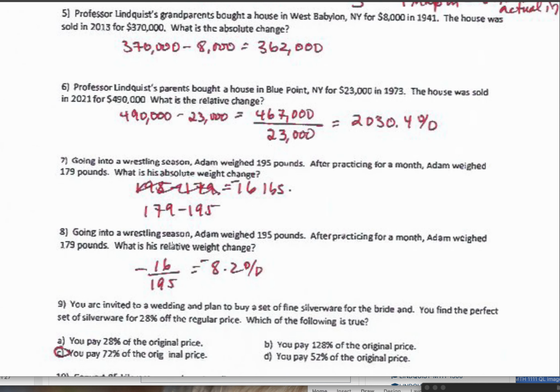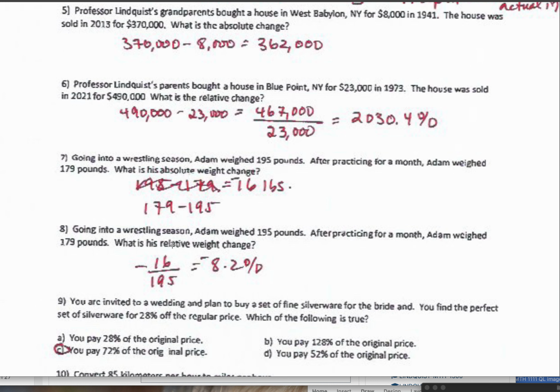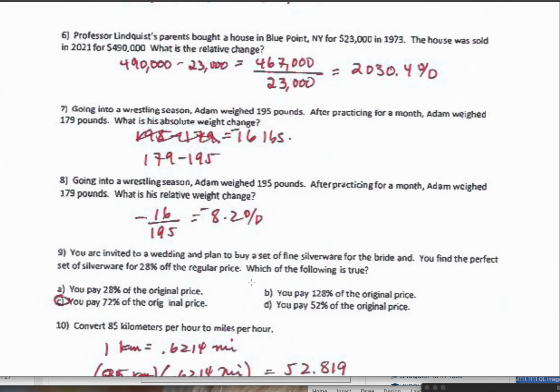Going into a wrestling season, Adam weighed 195 pounds. After practicing for a month, he weighed 179 pounds. This is, by the way, a pretty real-life example. What's his absolute weight change? Well, if he goes from 195 to 179, it's 179 minus 195. He's gone down 16 pounds. All right, same situation here, but this time, what's the relative weight change? Well, he lost 16 pounds out of the 195 he started at. So when I do that division, I get negative 8.2%.